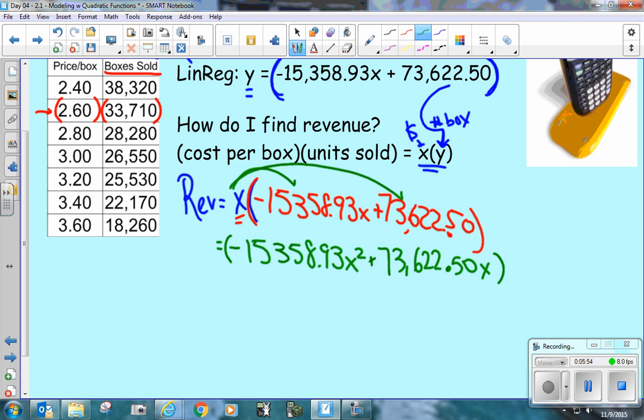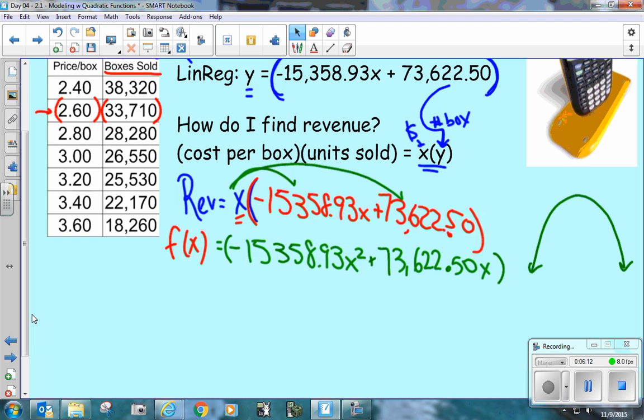That is a parabola, right? Does it open up or down? It opens down. It's going to look something like that. It does have a maximum. I just threw in parentheses, I don't have to. I can call this a function, f of x, if I want. I can say y, but don't forget, if it's a linear regression y, it's the number of boxes. In the quadratic regression, it is the cost, the profit.